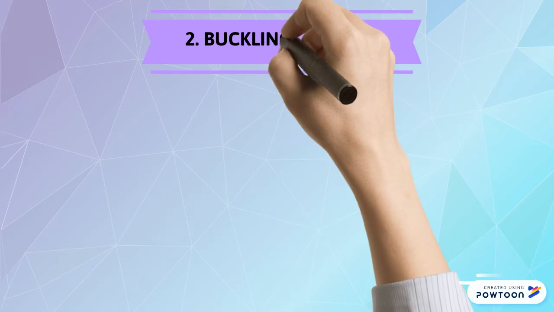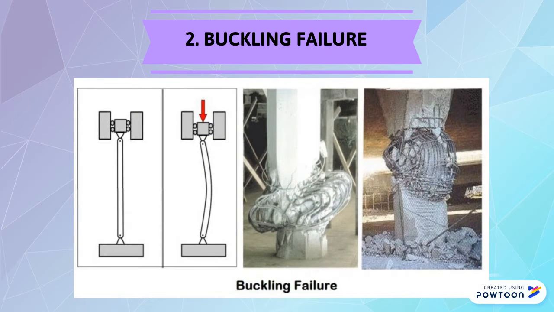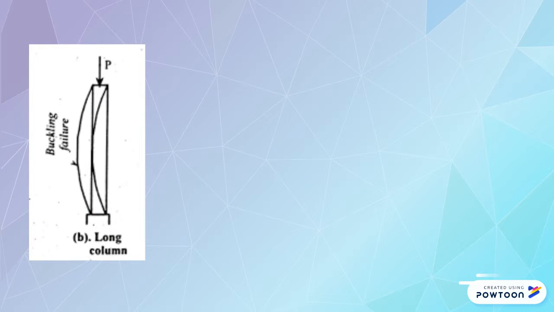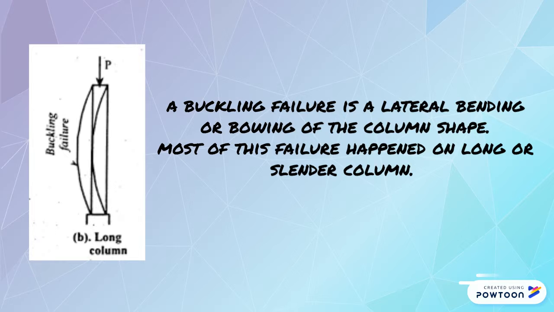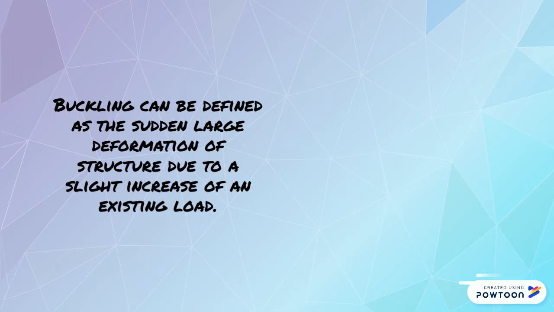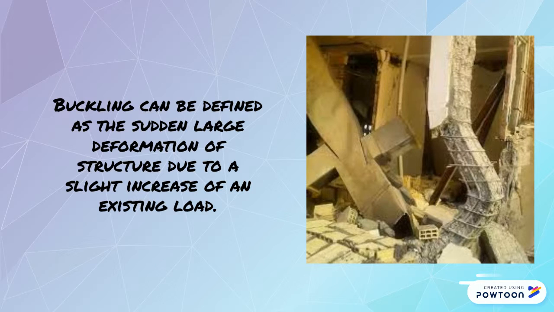The second failure is buckling failure. A buckling failure is a lateral bending or bowing of the column shape. Most of these failures happen on long or slender columns. Buckling can also be defined as a sudden large deformation of a structure due to a slight increase of an existing load, which results in the column bending as shown in the picture.